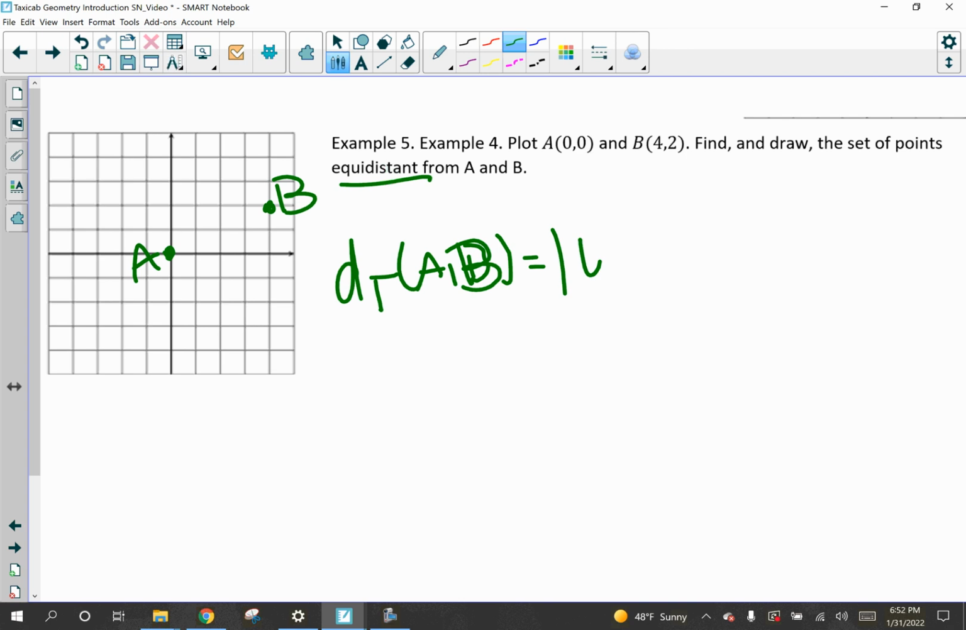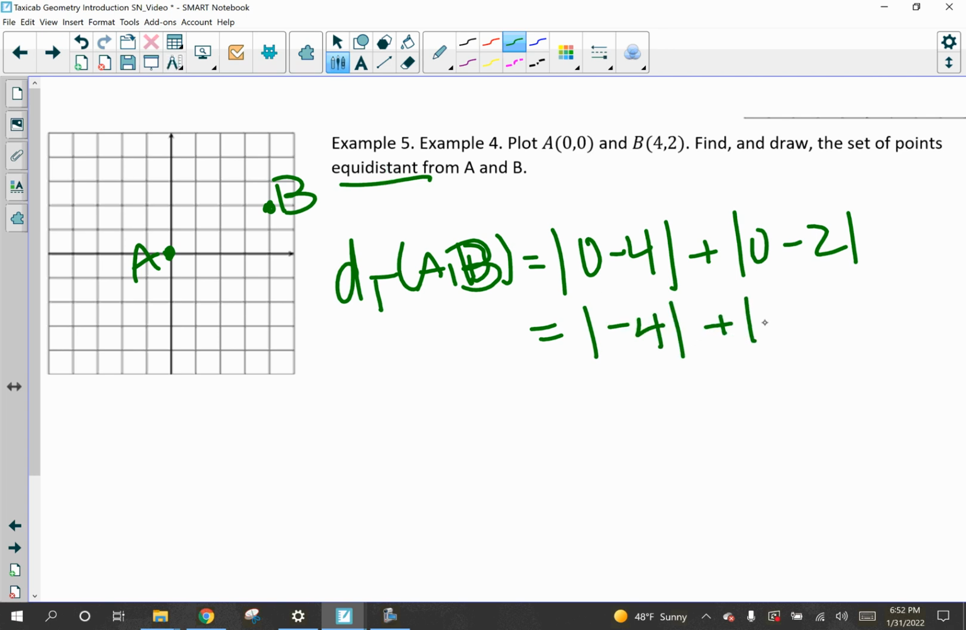That would be 0 minus 4 plus 0 minus 2. So 0 minus 4 is negative 4, and negative 2, which gives us 4 plus 2, which happens to be 6 again. Okay.